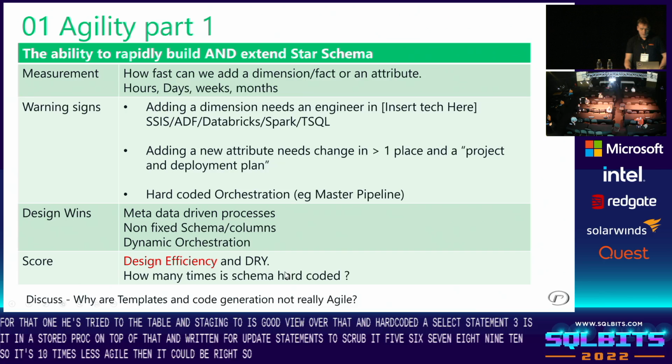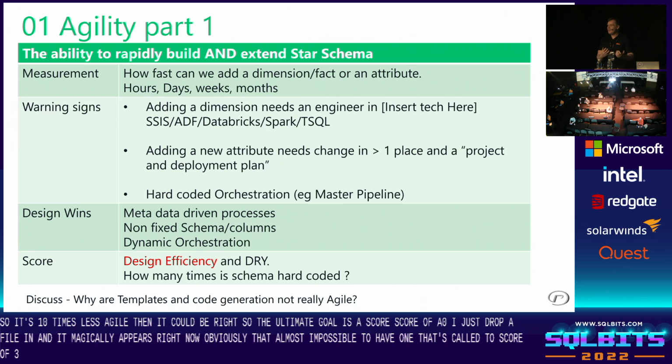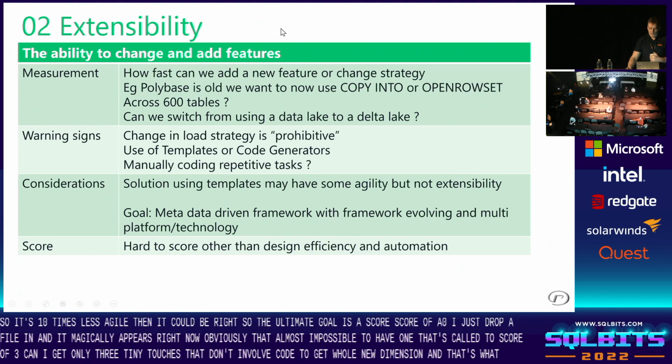So the ultimate goal is a score of 0, right? I just drop a file in and it magically appears, right? Now, obviously, that's almost impossible. But a score of 1, a score of 2, a score of 3, can I get only 3 tiny touches that don't involve code to get a whole new dimension? And that's what we aim for.